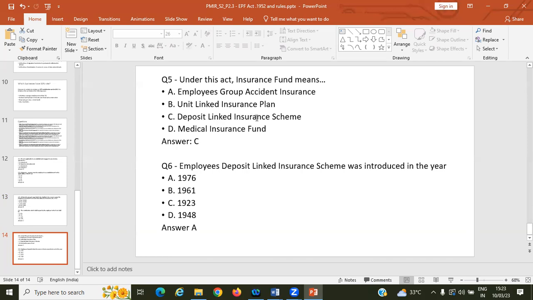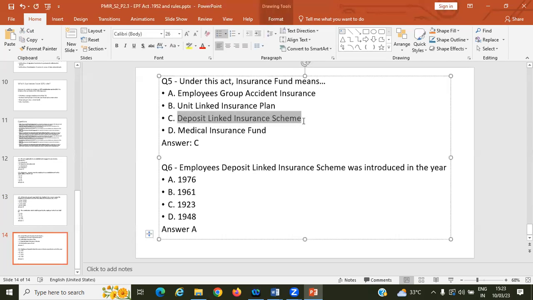Deposit linked insurance scheme, EDLI, deposit linked scheme. So, whatever employers are contributing, some portion, some amount is going to this insurance scheme. This question is regarding that insurance scheme. Deposit linked insurance scheme, this name you remember.